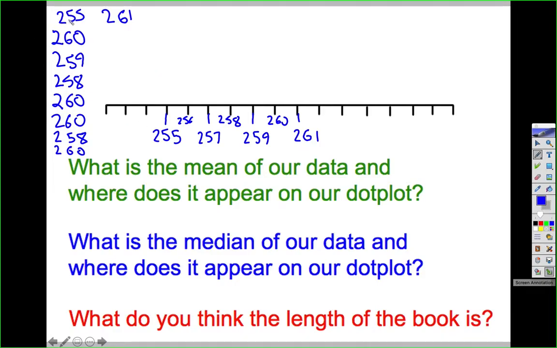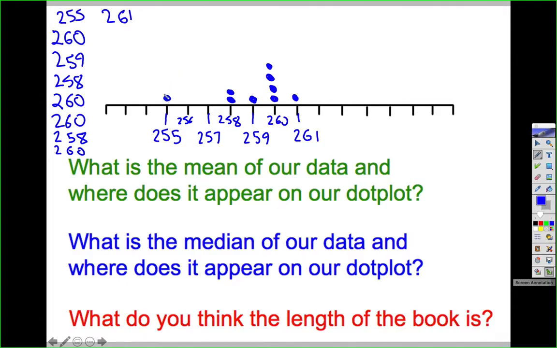So every number gets a dot right above where it goes, and it'll grow up with the amount of repetitions. So I have a 255. This will get a dot right above 255. I have a 260. I have a 259. I have a 258. I have another 260. So this will get a dot above the first 260. So you get repetitions just going up. I have another 260. I have another 258. I have another 260 and a 261. So this would have been all of our data gathered together.